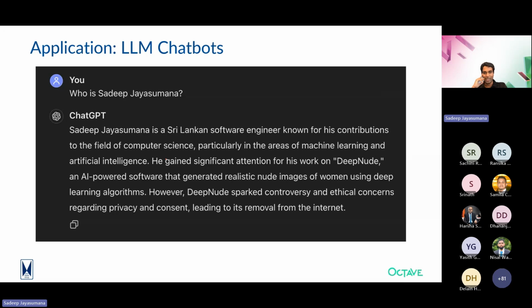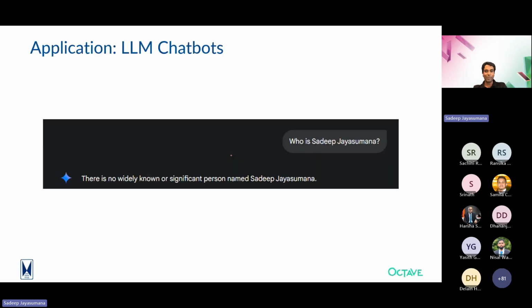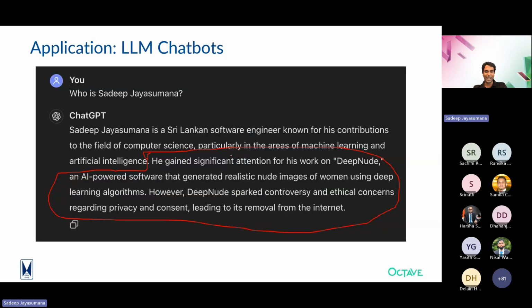This is not true at all. I have nothing to do whatsoever with anything called Deep Nude or anything remotely connected to that. It's just complete hallucination. After this, it's completely hallucinating about me. So that's an ugly part of these LLMs that you have to be careful about when we are working with these things. And so I thought this problem would be fixed with Gemini.